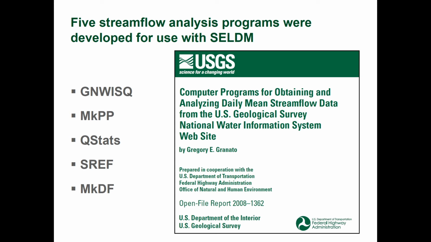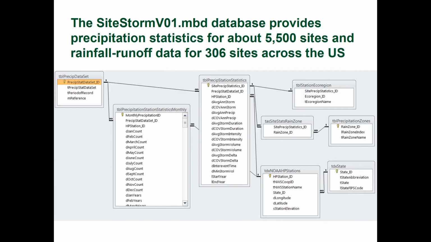The QStats program reads the flow record and calculates the necessary streamflow statistics. The SREF program provides the methods necessary to predict long-term flow statistics at sites with shorter records. The MKDF program creates batch input files for use with the US EPA DFlow program, which is used to calculate low flow statistics. The SiteStorm database is a database with precipitation event statistics and rainfall runoff data.